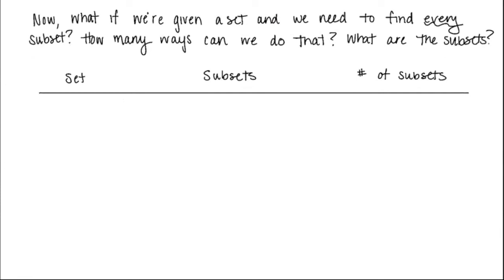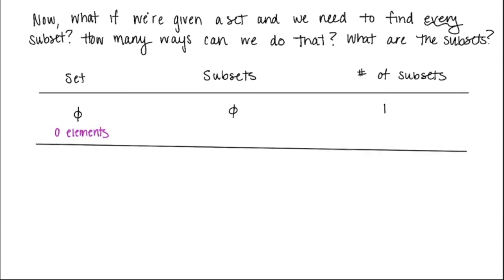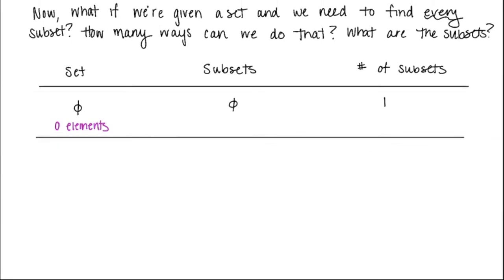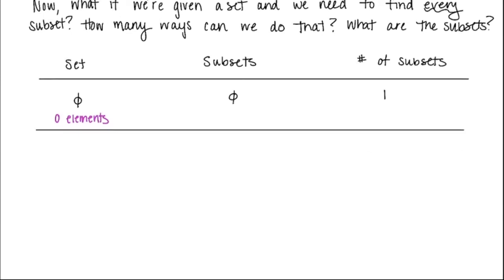So let's start with the empty set. There are no elements to this thing. The only set that is a subset of the empty set is the empty set itself. Okay. So there is one subset here. So that one's a little annoying, I know. Now if I have a one element set, I'm just going to use like A, B, C.